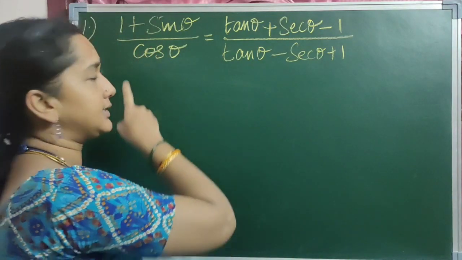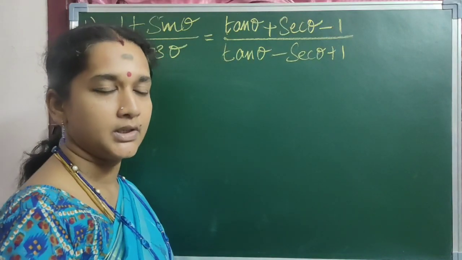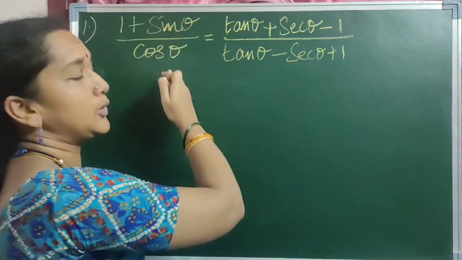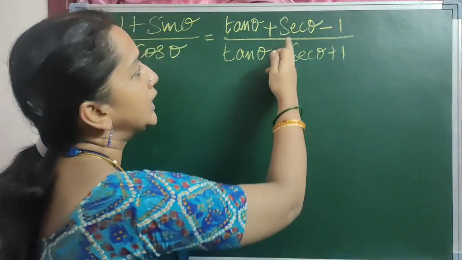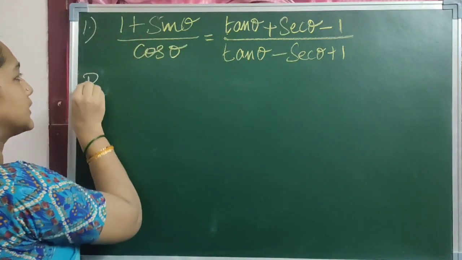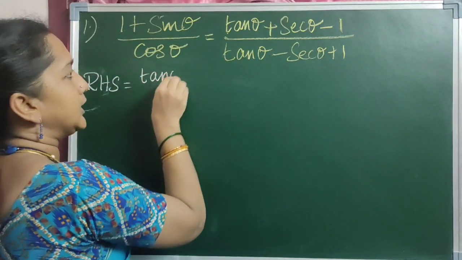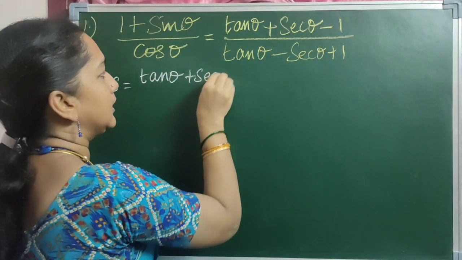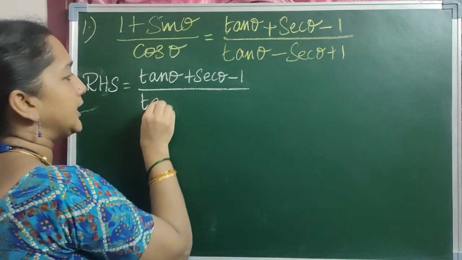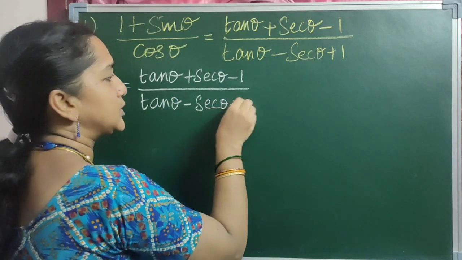Okay, if you take this side, LHS, (1 plus sin theta) by cos theta is there. So you don't have anything to do with that. Why? Because you have only sin and cos. So I am taking RHS in this sum. So RHS is equal to (tan theta plus secant theta minus 1) by (tan theta minus secant theta plus 1).